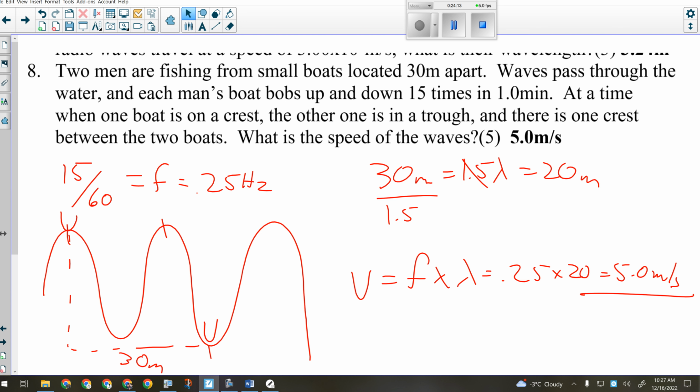All right, on Monday we'll be continuing on with waves, probably moving on to wave behavior at a boundary. Then we'll be looking at interference.